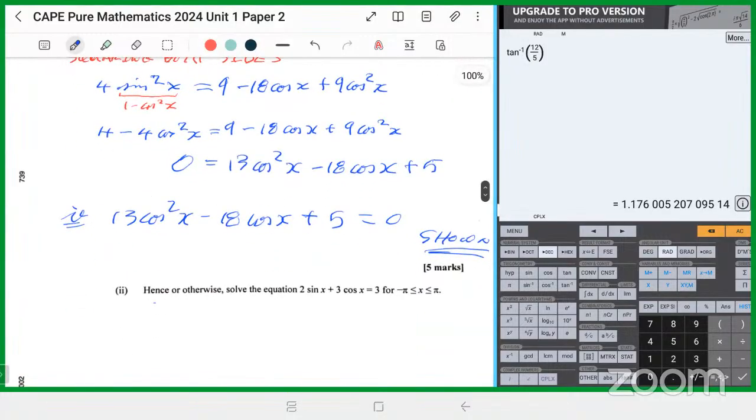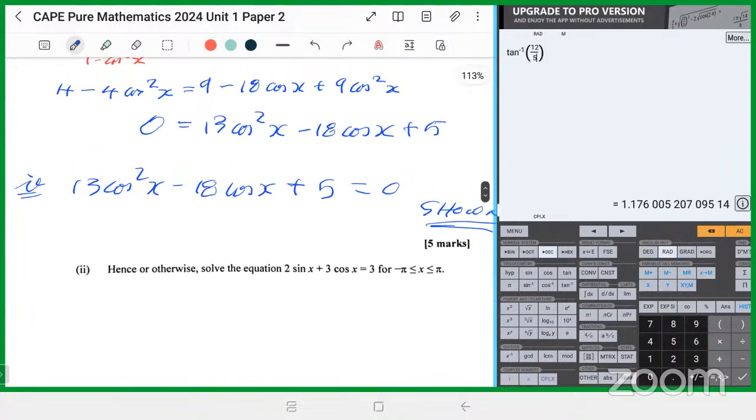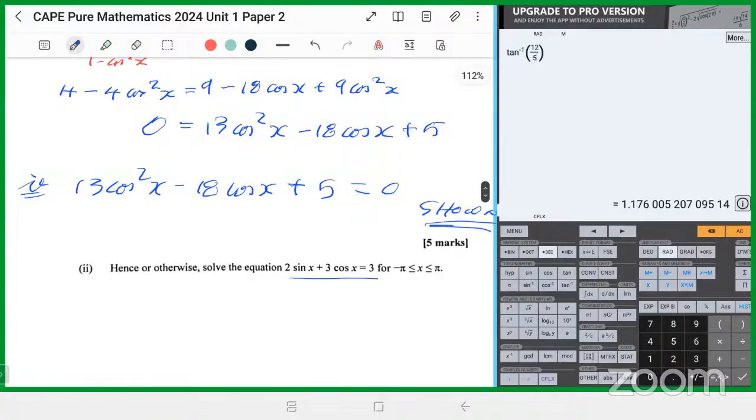Question says, hence or otherwise, we have to solve this. So remember now, this equation came from that. So to solve this is to solve that. So we're going to use our hence method. To use the otherwise method, we'd have to write this as r sin(x plus alpha). Alright, but that's another set of work. Now know that we want values between negative pi and pi. So to solve this is to solve this. So I'm just going to use the hence method.